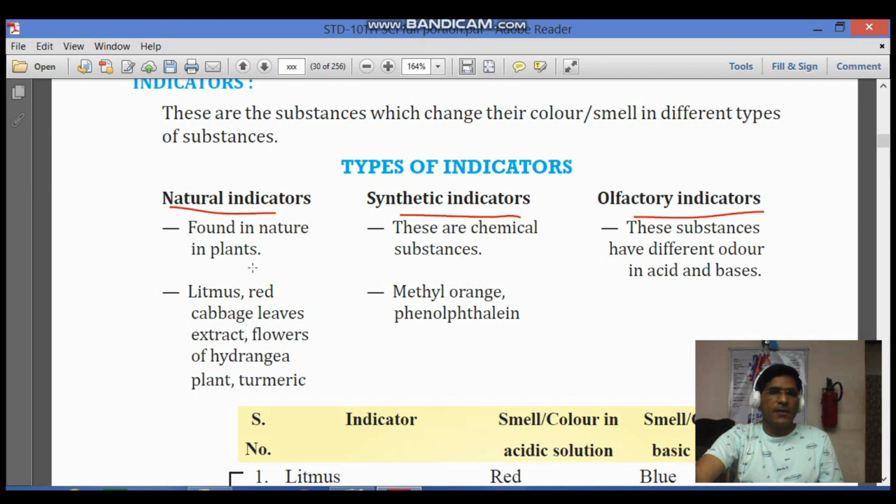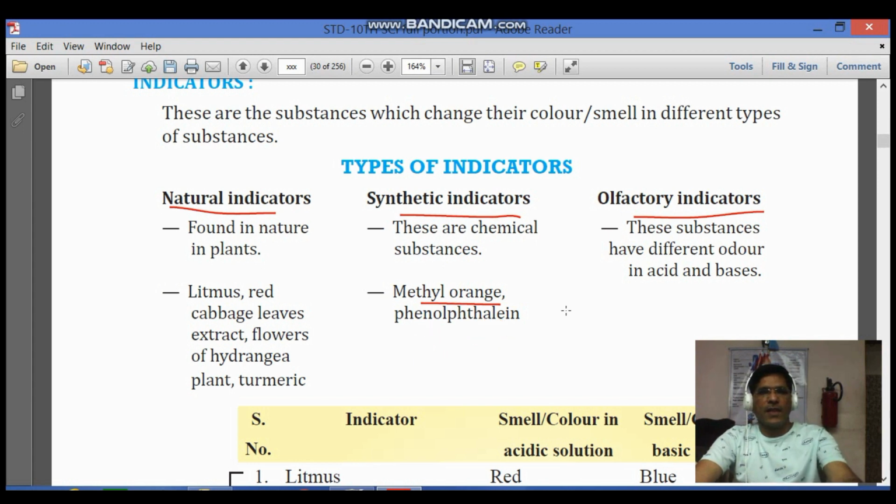Naturally, from plants, we have litmus paper. When blue litmus paper is dipped in acid, its color is converted into red. So when blue turns to red, we can say it is acid. And chemically, methyl orange and phenolphthalein are the two mostly used. EDTA, capital E, D, T, A, is another synthetic one. They are among the most broadly used in titration in the laboratory.